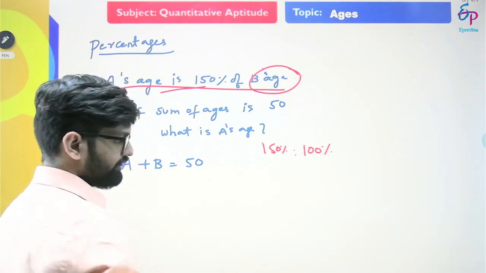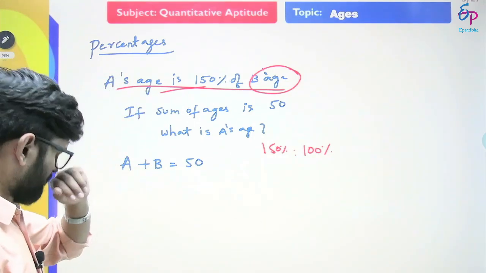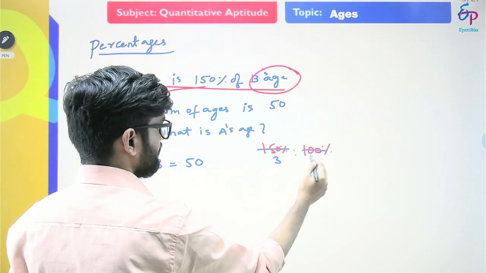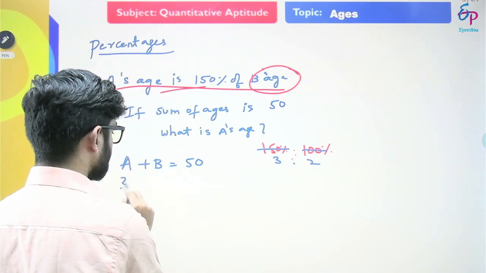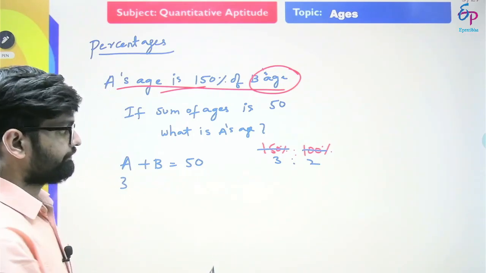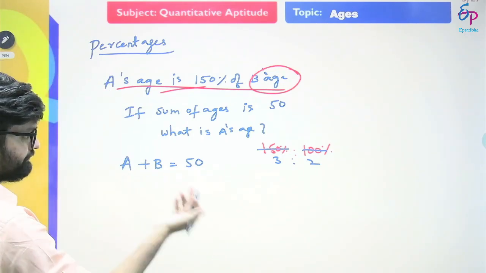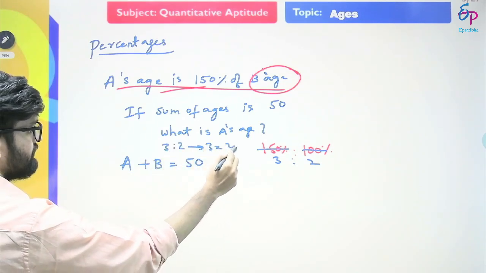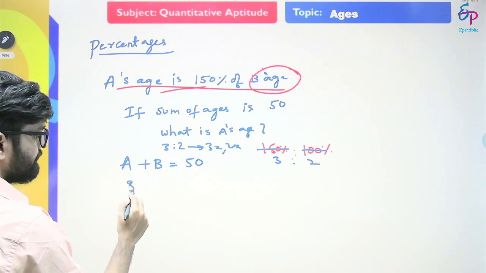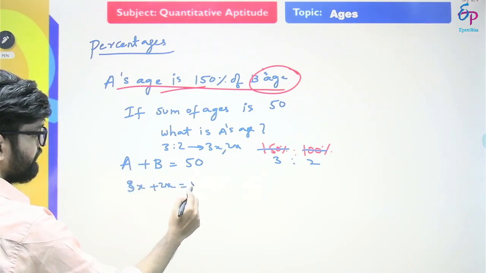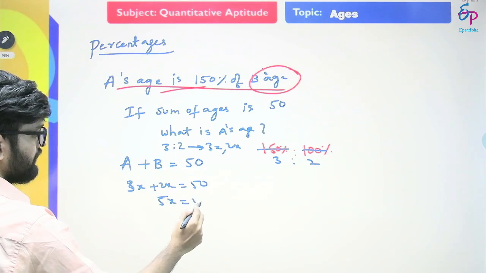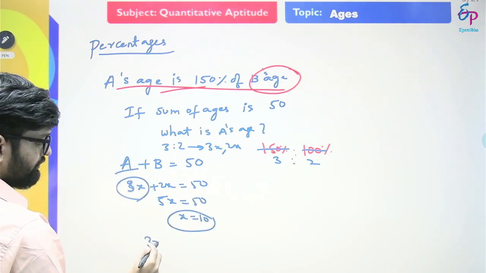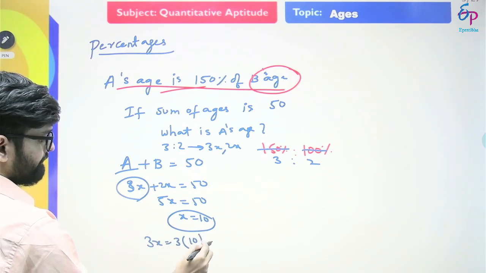So what is the ratio? Let me convert this percentage into a ratio. This is 3:2. So 3 parts is this one, 2 parts is this one. 3:2 means it is 3x and 2x. 3x plus 2x is equal to 50. 5x is equal to 50. x is equal to 10. What is A's age? It is 3x, which is 3 into 10, that is 30.